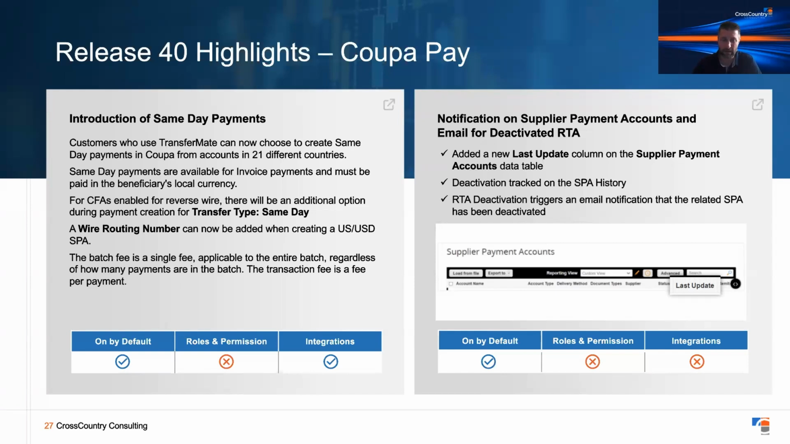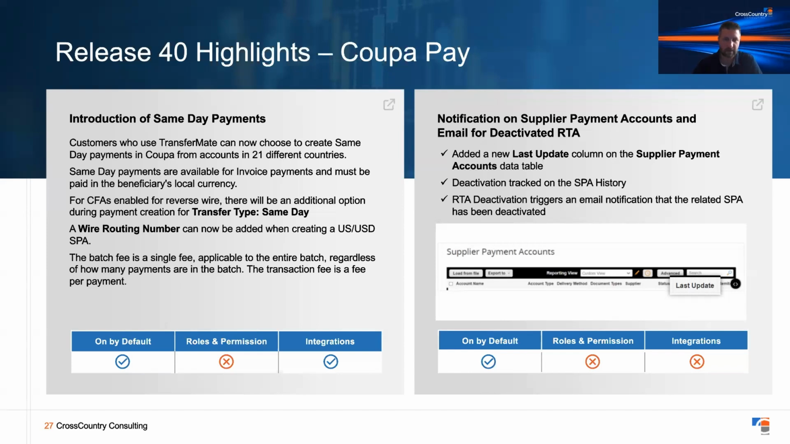An enhancement Coupa has made is that wire numbers were previously only able to be added via the Coupa supplier portal by the supplier. You now have the ability to update that for a supplier in the SPA when you're creating a US and US dollar based SPA. So a little bit more flexibility there if you have suppliers that you want to pay same day.